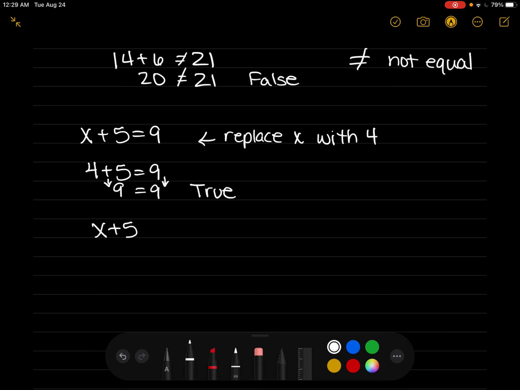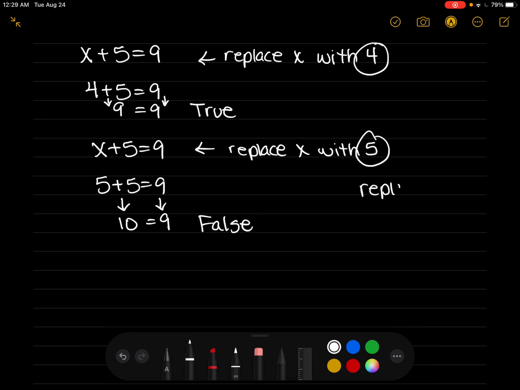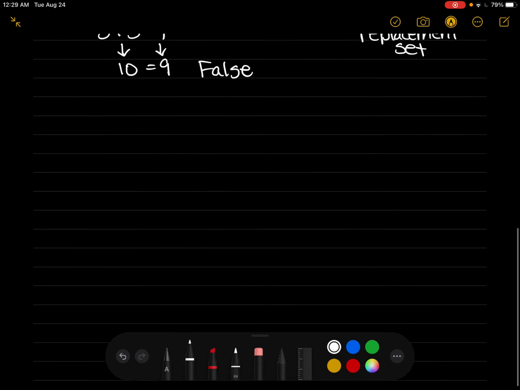But what if we took the same equation and somebody said replace x with 5? Then I would have 5 plus 5 equals 9. And when I did this problem, I'd get 10 equals 9, right? And that is not true, so this one would be false. Okay, so the set of numbers that they ask you to replace it with, like these two numbers, those are called the replacement set, which is easy to realize, that a replacement set are the numbers you're replacing the x or whatever your variable is with. So let's look at a couple of examples.